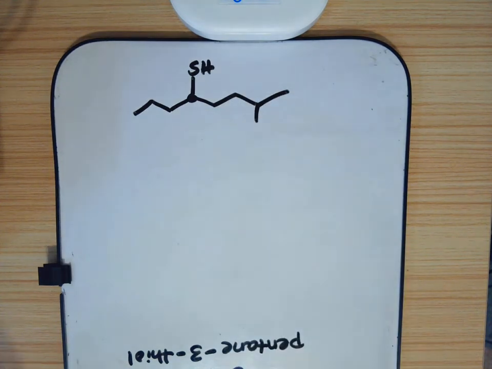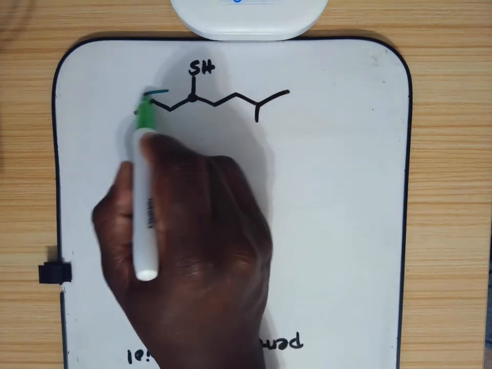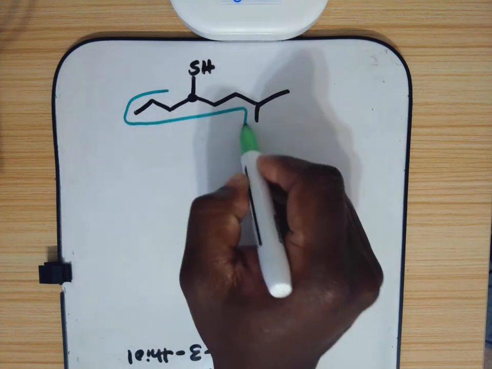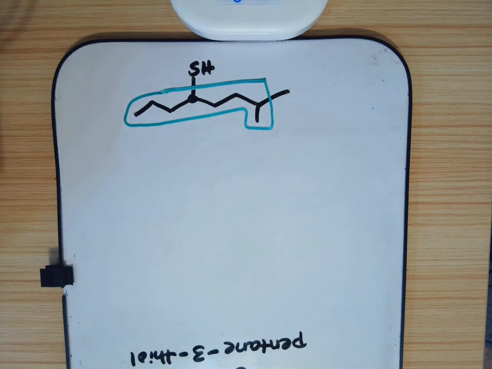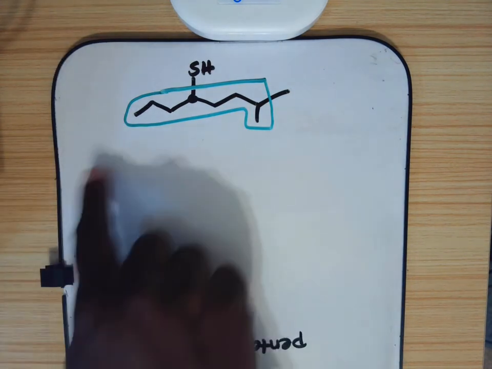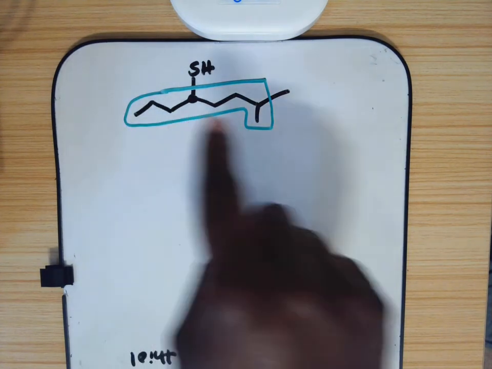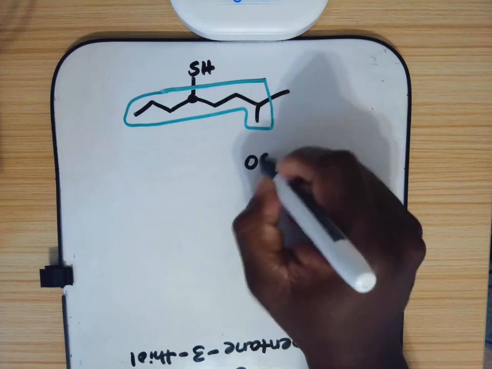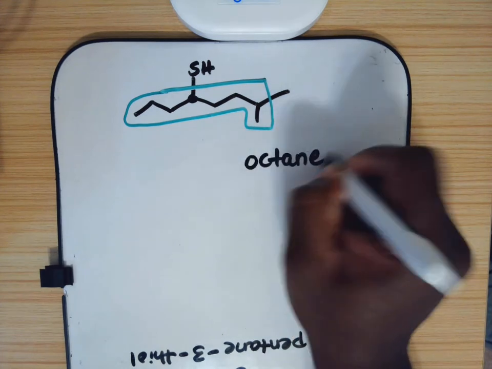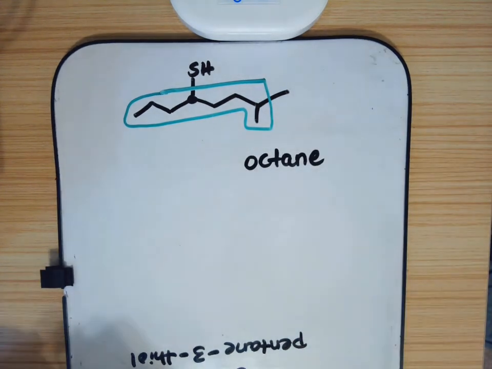For this one, because I always go straight across, I don't want you to think that parent chains are always drawn from left to right, so I'm going to go down that way. And so now I have those 1, 2, 3, 4, 5, 6, 7, 8 carbon atoms. And so we have octane. So that accounts for those 8 carbons with their hydrogens.